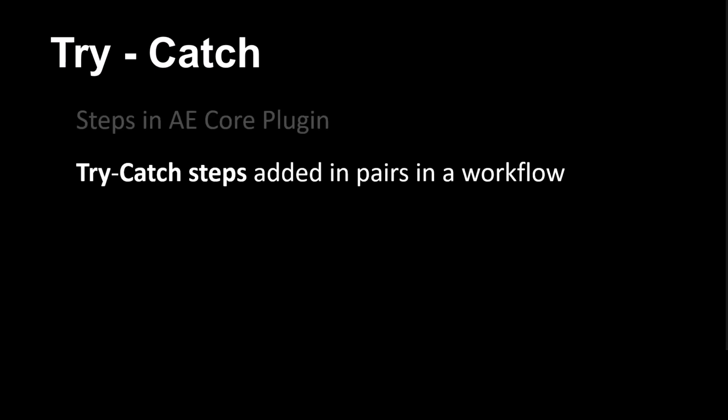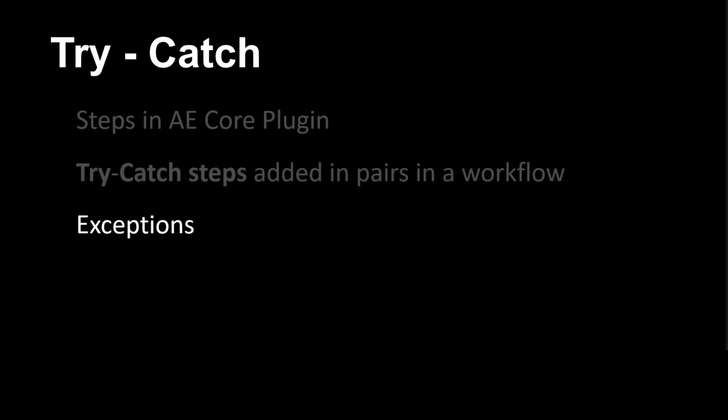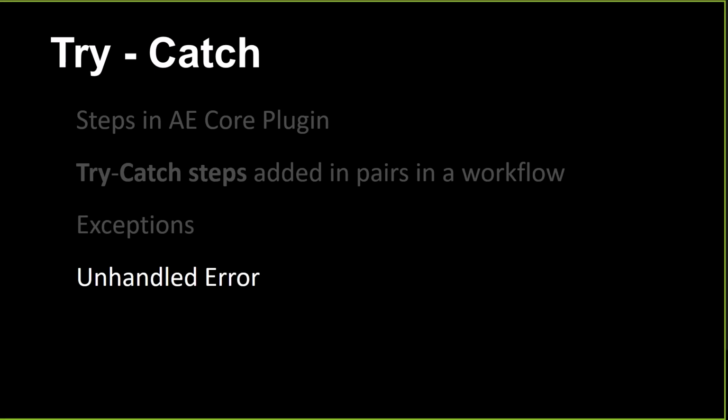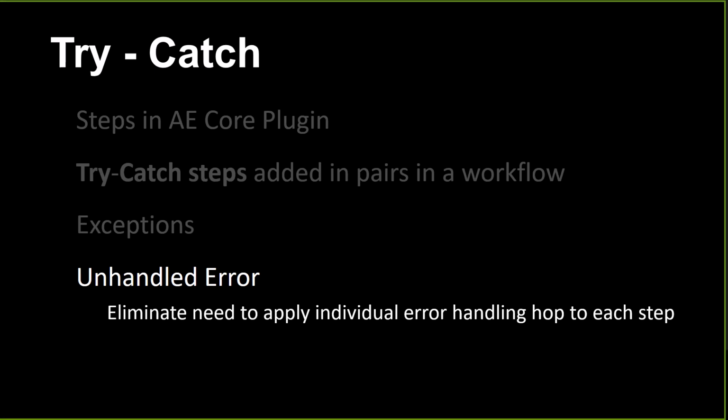Try-catch are steps in the AutomationEdge core plugin. Try and catch steps are added in pairs in the AutomationEdge Process Studio workflow. Adding a try step onto the canvas automatically adds a catch step on the canvas. Try-catch steps handle user-defined and unhandled exceptions in steps between try-catch steps in a workflow. Other than exceptions, the try-catch steps also handle the unhandled errors in the steps between the try and catch in a workflow. Try-catch steps eliminate the need to apply individual error handling hop to each step.